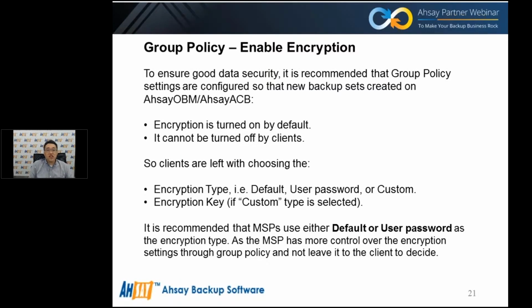To ensure good data security, I think it's recommended that group policy settings are configured so that new backup sets are created on OBM and ACB with encryption turned on by default, and also make sure that encryption cannot be turned off by clients, so that clients are only left with the option of choosing their desired encryption type, either default, user password, or custom, and entering the encryption key if the custom type is selected.